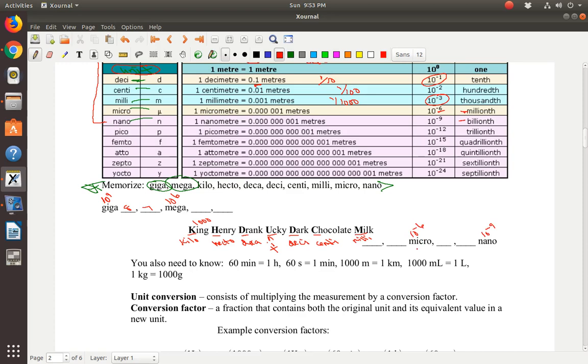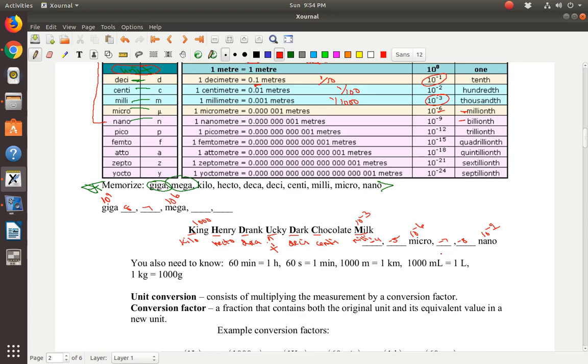Micro is a millionth, mega is million. Micro is for 1 millionth, nano is for 1 billionth. Well, notice that milli is right here, 10 to the minus 3. So this is minus 4, that's minus 5, there's minus 6. That's minus 7, that's minus 8, there's minus 9. So that's why I have those spaces there to make sure you understand how many places to move it. Giga, space, space, mega, space, space, King Henry drank Ucky dark chocolate milk. Space, micro, space, nano. We will use this to help us to move our decimals.